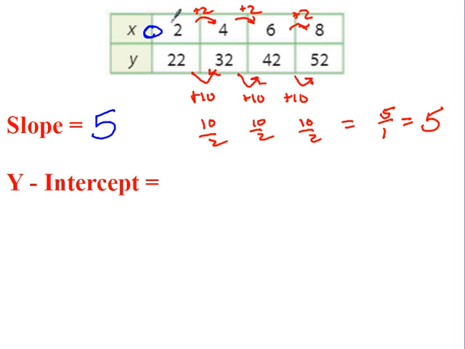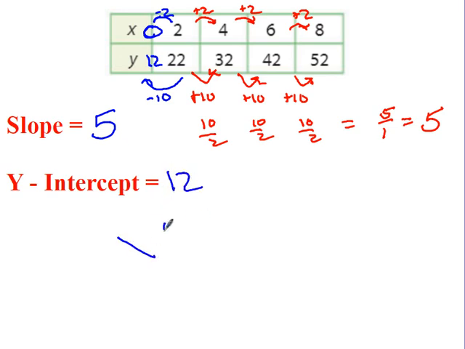So to get from 2 to 0, I just have to go down 2, which means I'm also going to go down 10. Maintain that rate of change, maintain that pattern, which means this is going to be (0, 12). Okay, so my y-intercept for this particular equation is 12.